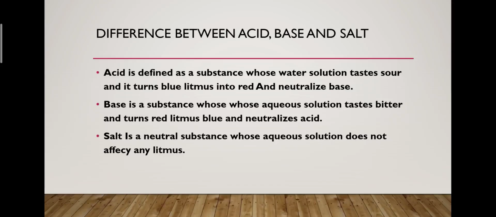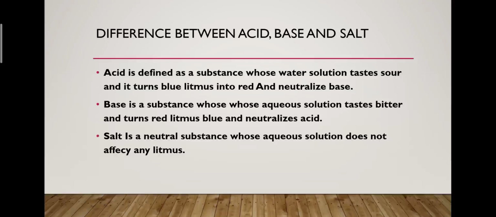But if you don't want to use litmus paper or litmus solutions, and you want to differentiate or identify them another way, then there is one solution called phenolphthalein, a pink colored solution, that is used to identify whether the substance is an acid or a base. That experiment you're going to learn in higher classes, and you'll understand how phenolphthalein is used in identifying acid and base.